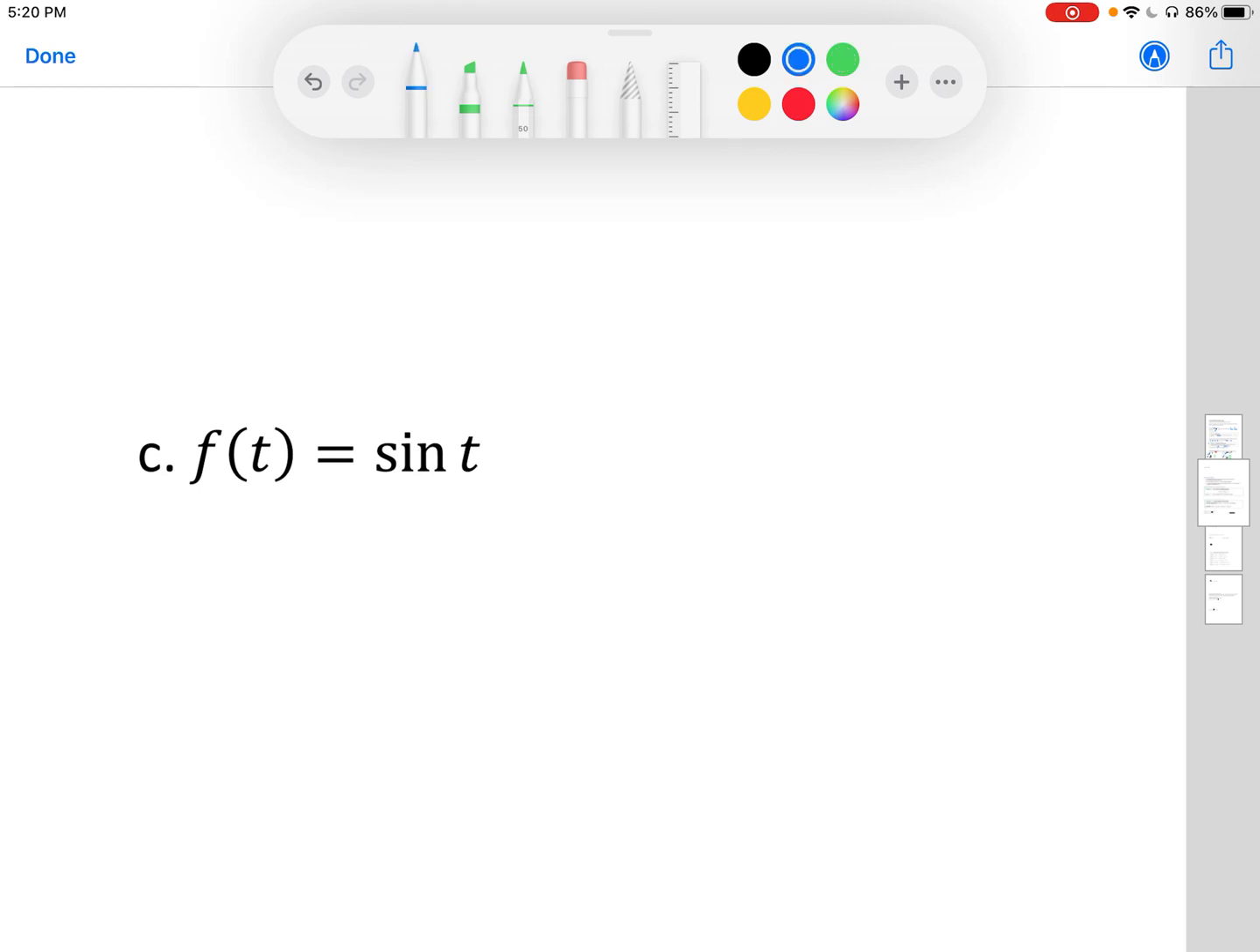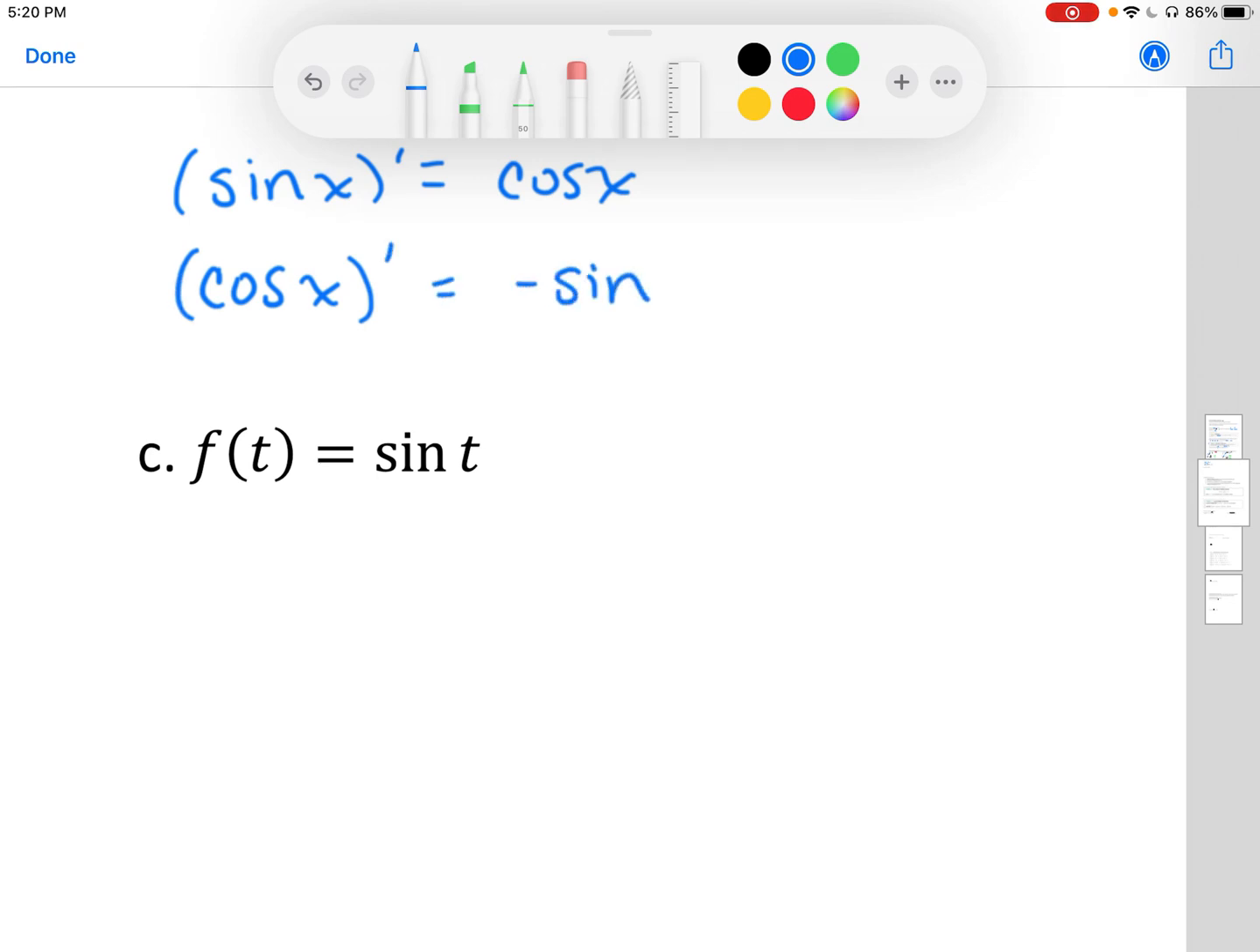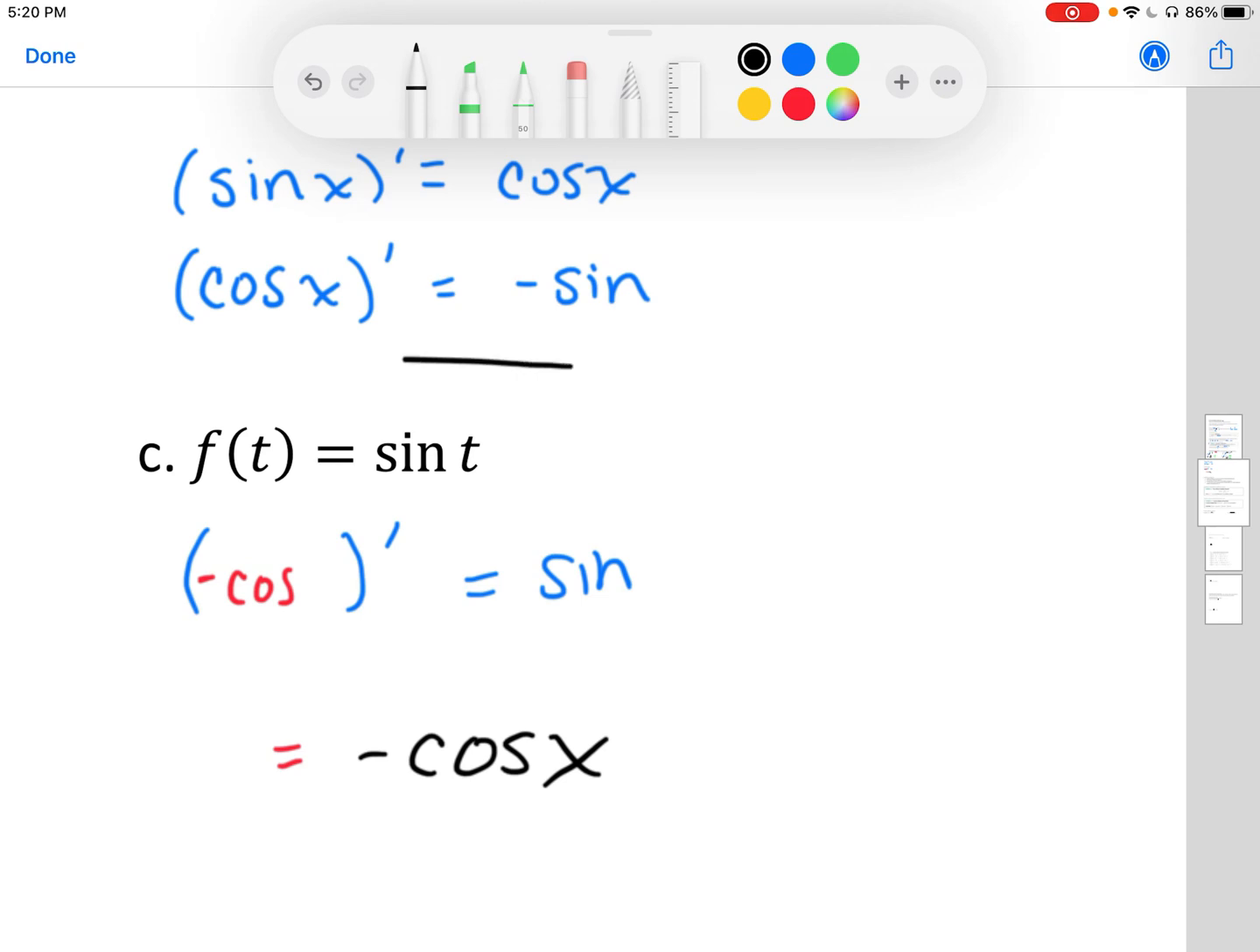So we know that the derivative of sine of x is cosine of x, and the derivative of cosine of x is negative sine. So how can we find the opposite of the derivative? Let's undo the derivative. You want to think, what derivative gives you sine? Well, the answer to that is cosine, but we need that negative that's missing. So negative cosine. Our answer would be negative cosine.